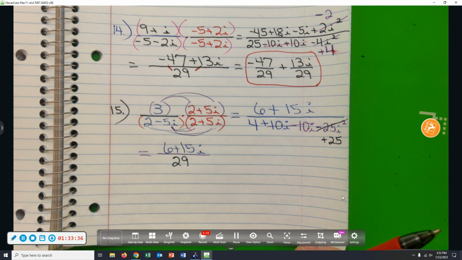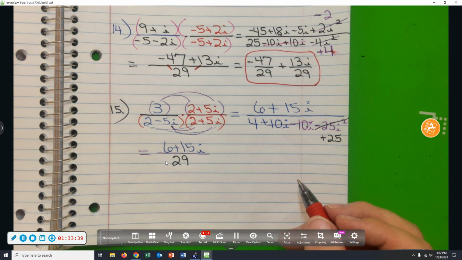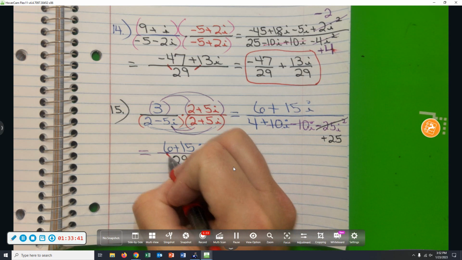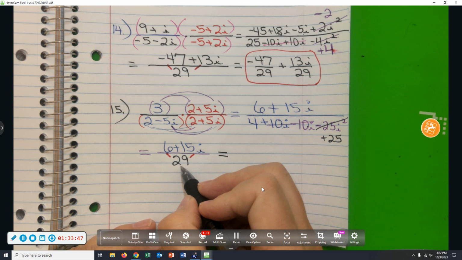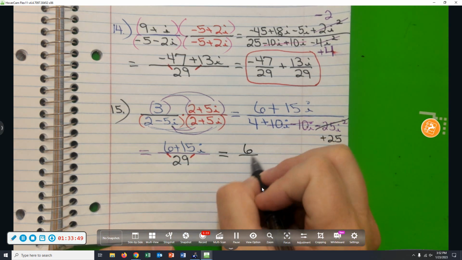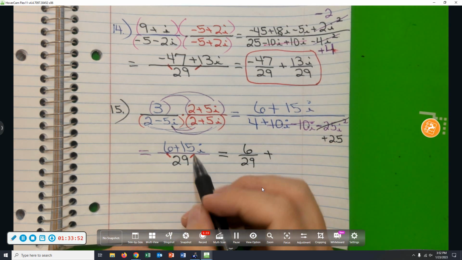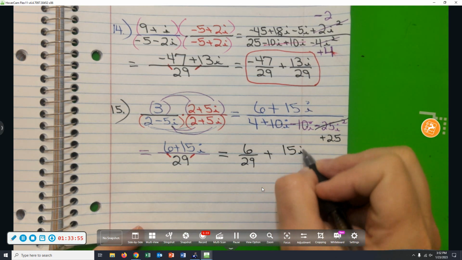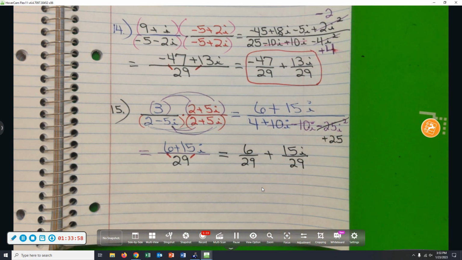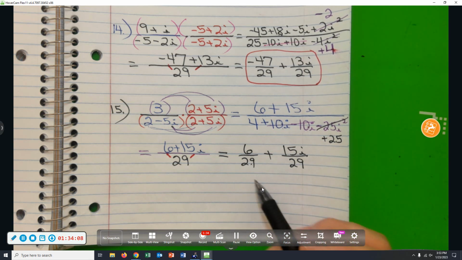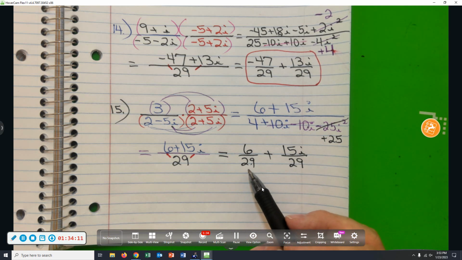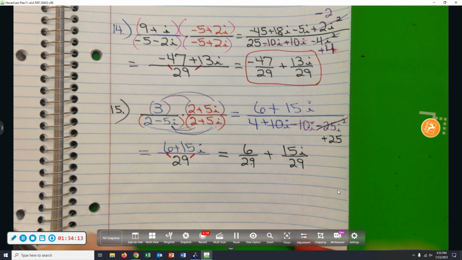And what do we do now to get in the form a plus or minus bi? Split it up. Okay. So we have 6 over 29 plus 15i over 29. Can we reduce either of those fractions? 29's prime. For a second, I was thinking 27, thinking we could cancel 3's, but that's 29. 29's prime. Can't do anything.